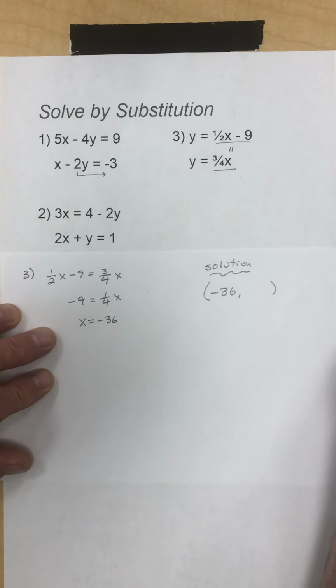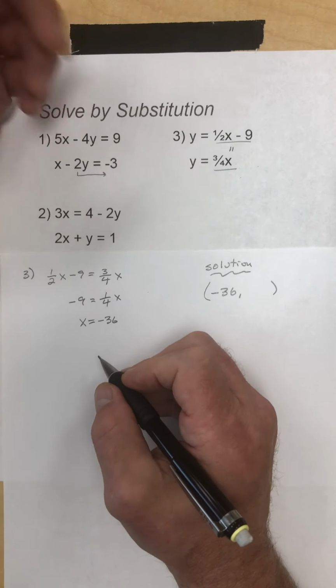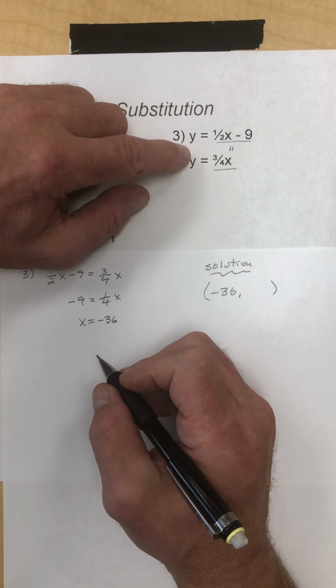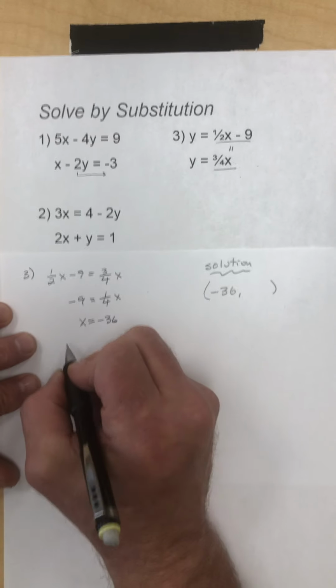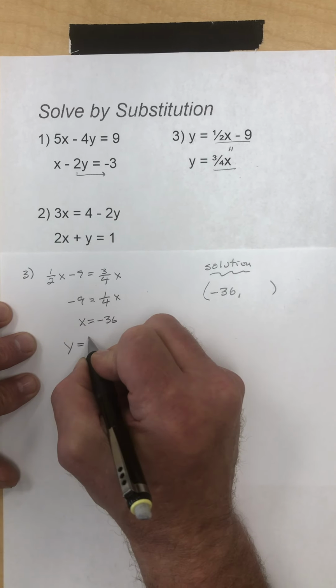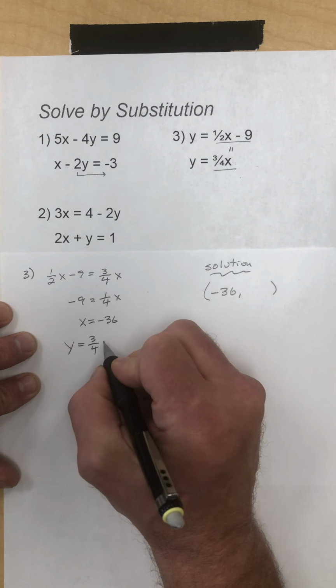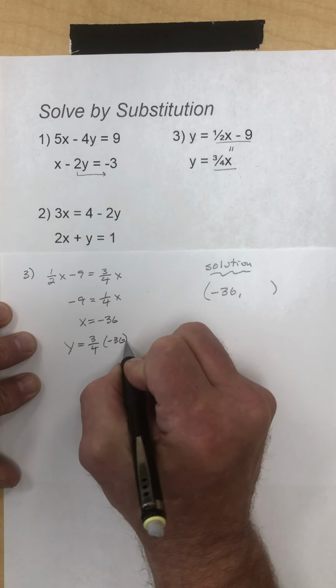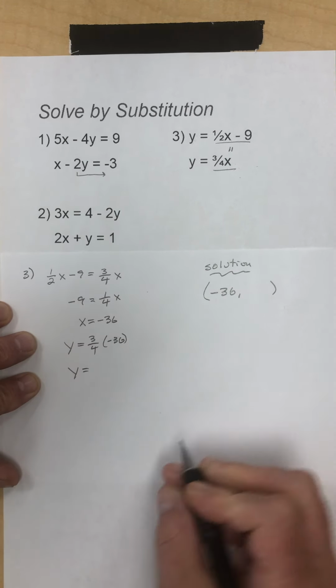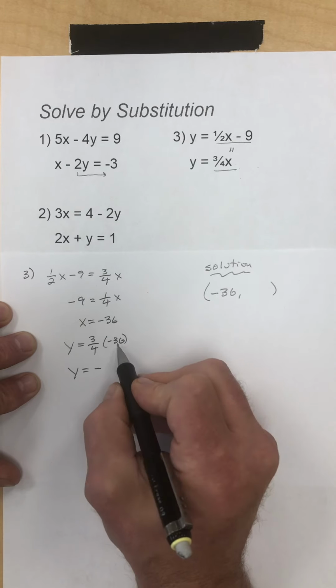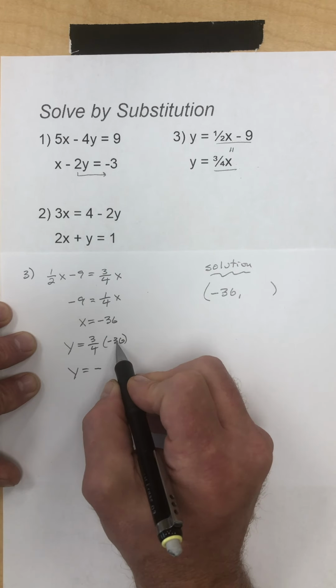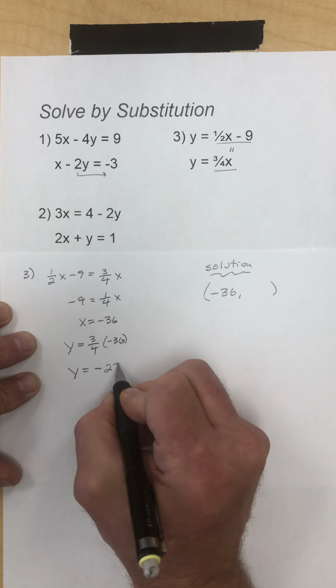Now I've got to find my y coordinate. So you could substitute in either one. I'll do it with this one right here. So I say y equals 3/4 times x, which is negative 36. And so y ends up being, let's see, that's a negative. 36 divided by 4 is 9. 9 times 3 is 27, so I get negative 27.